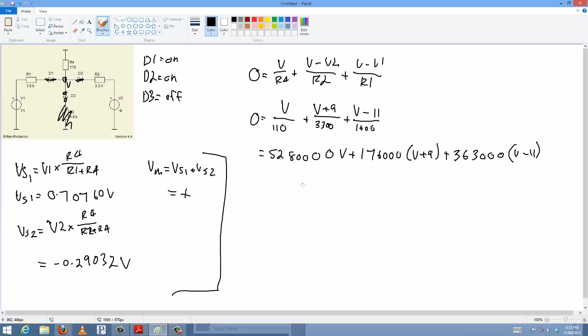Grouping the symbols, we end up having 5280000 plus 176000 plus 363000 gives us 581900V. And I don't know if this is going to be minus. It's going to definitely be minus.